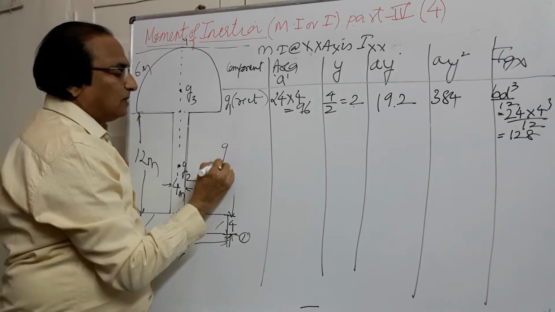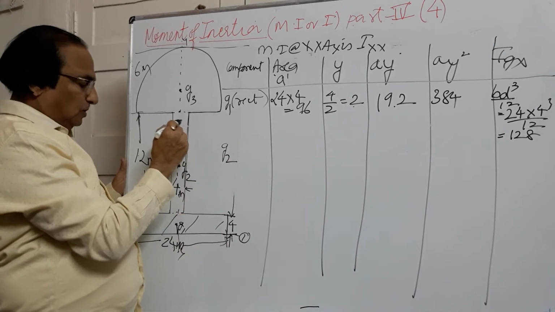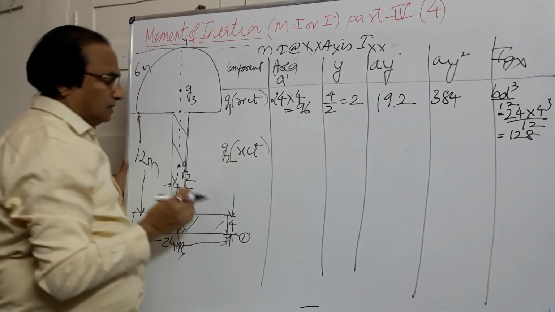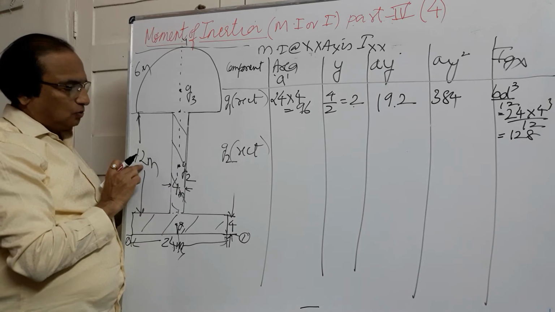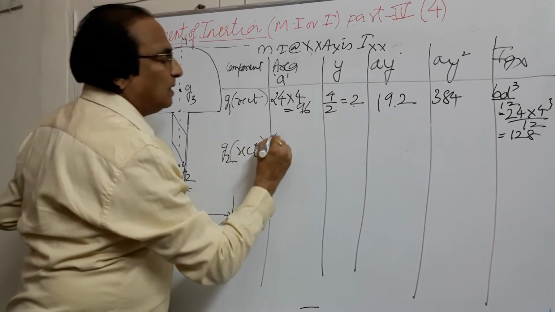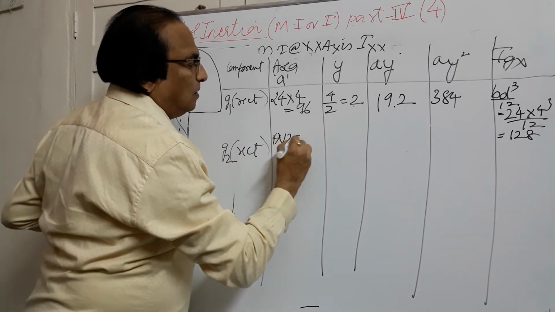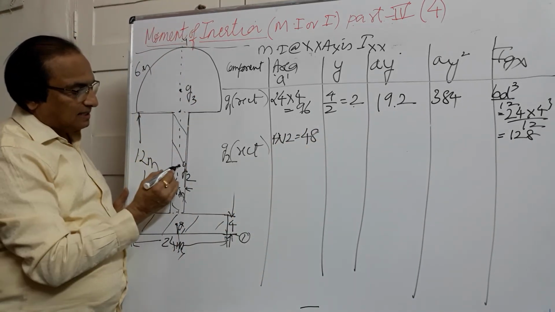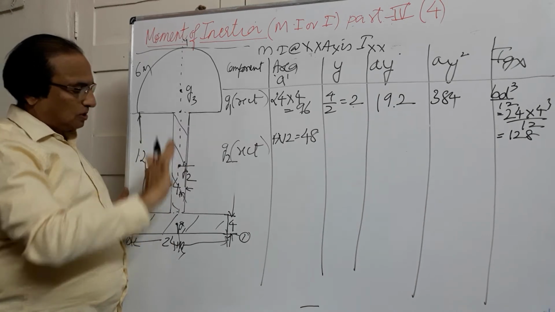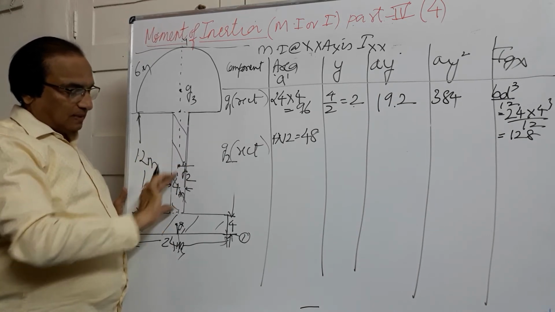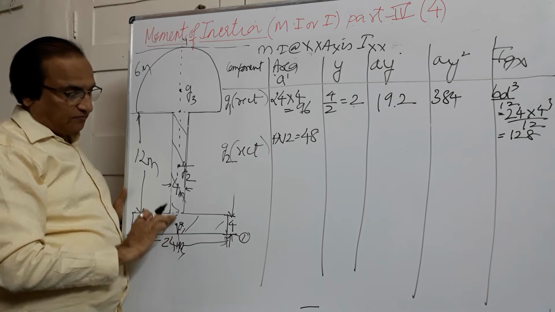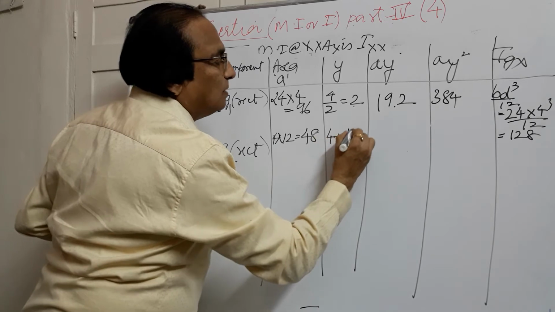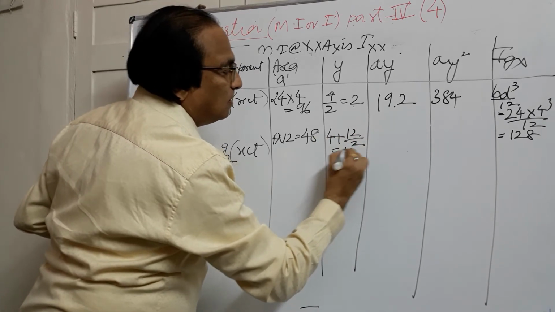To this, we are going to add G2. G2 is also a rectangle. Size of this rectangle is 4 meters by 12 meters, 12 is the height. So 4 by 12, this will be 48. Now we know the center of the rectangle is at the center here. This is total 12, so this will be 6. But I want it from 1 1. So it will be 4 plus 12 by 2, so this will be equal to 10.